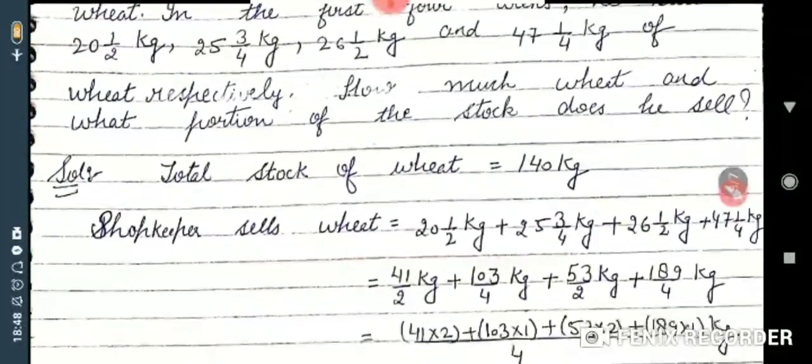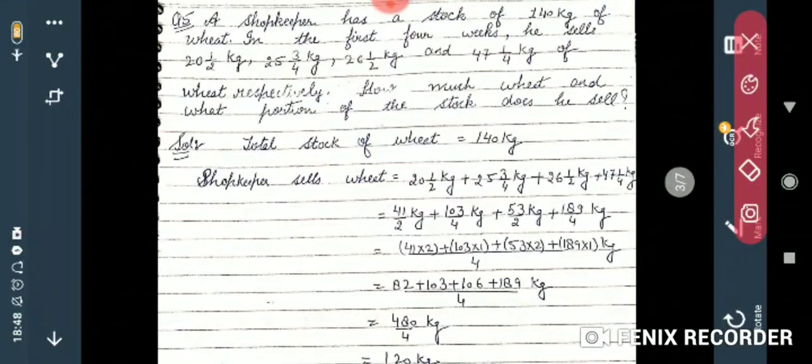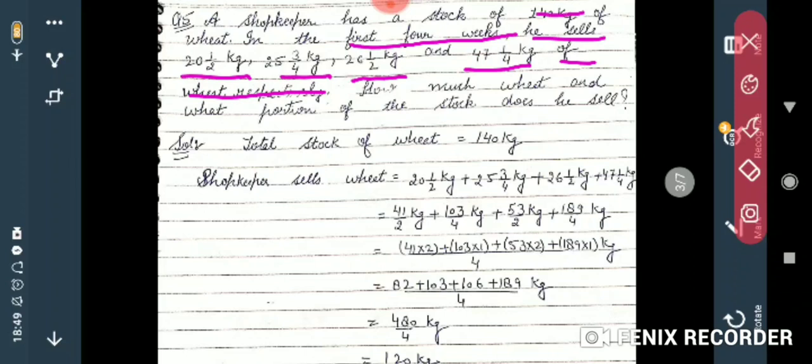Now the next question is, a shopkeeper has a stock of 140 kg of wheat. So what is the amount of total stock of wheat the shopkeeper is having? 140 kilogram. In the first 4 weeks, he sells 21/2 kg, 25 3/4 kg, 26 1/2 kg and 47 1/4 kg of wheat respectively. So total amount of wheat he is having is 140 kg.